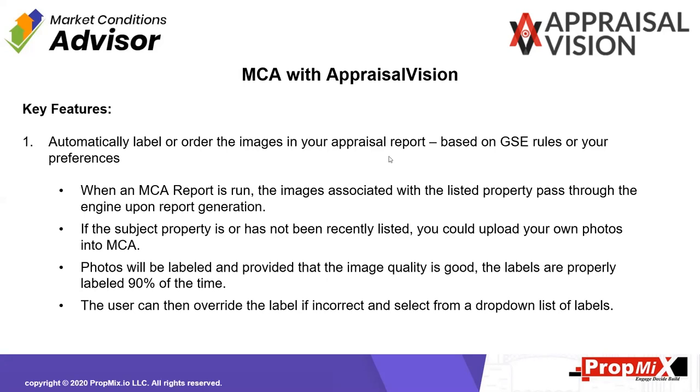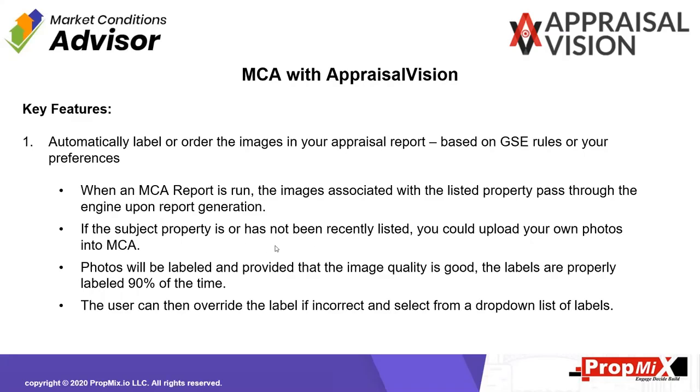So, labeling the images for your appraisal. When an MCA report is run, it's a simple program. Enter an address and basic criteria with a radius and a time frame. It'll bring back all of your comps. You'll select your comps, and then when you go forward to generate the report, it's looking at all the images, labeling them.